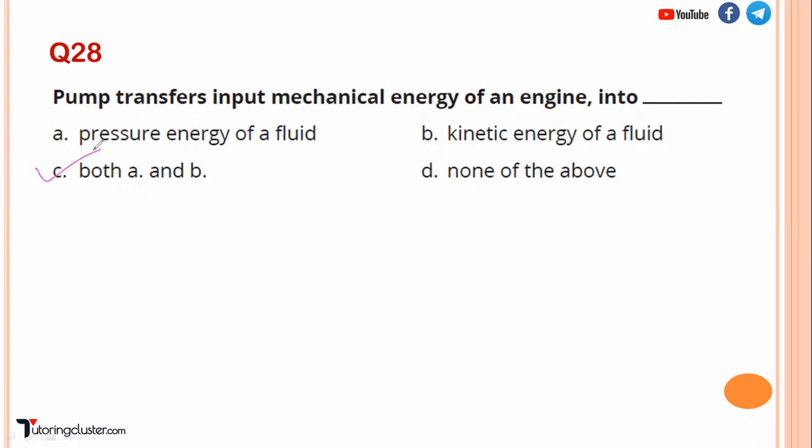Remember again, make sure you understand the function of a motor and a pump. A motor converts electrical energy to mechanical energy. A pump converts the mechanical energy into pressure energy, and of course, it increases the velocity. That's why we say it also increases the kinetic energy of the fluid. So the correct answer is both A and B.